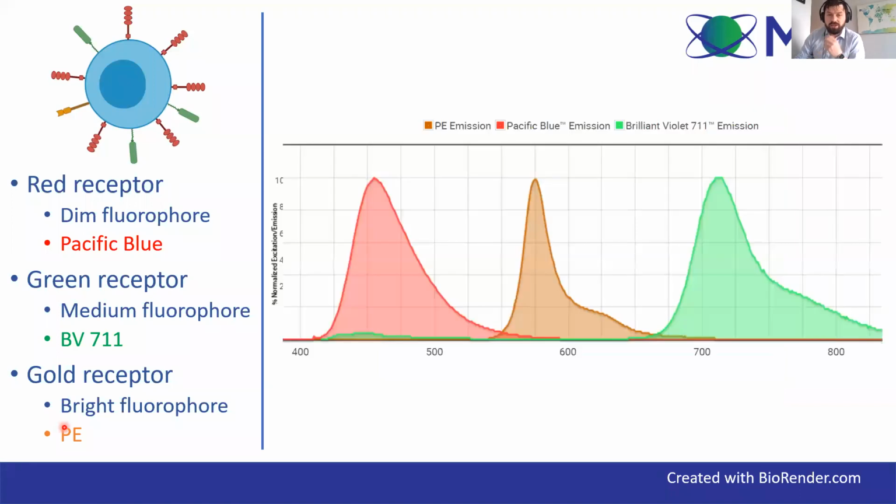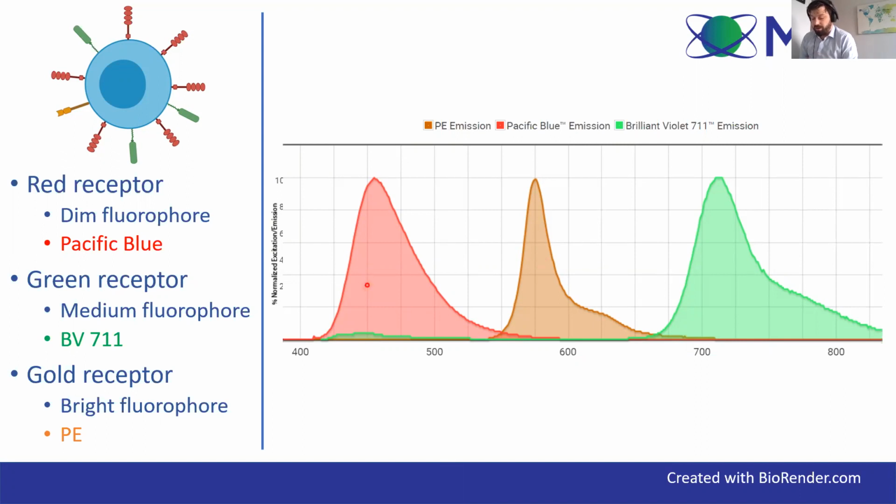But what about the separation of our emission spectra? We can now see that we've a really good separation in the emission spectra of each of our markers. If you ran these as single stains on your cytometer, you'd see that there's very, very little spillover from Pacific blue here in red into the PE channel, and vice versa from PE into Pacific blue.